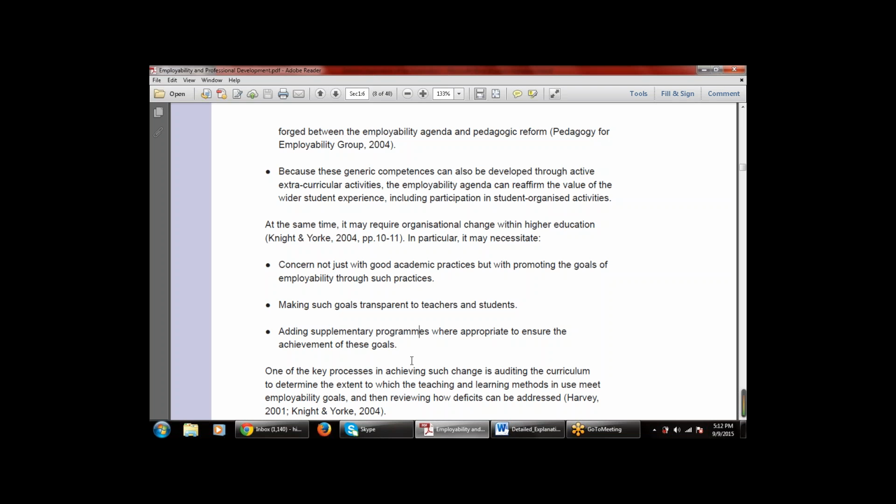So these are the three concerns, we can say, why we require organizational change in higher education in particular. The first is the concern not just with good practices, but with promoting the goals of employability through such practices. That is, how to use such practices, and how to use the goals available with practices such as promoting the goals of employability.